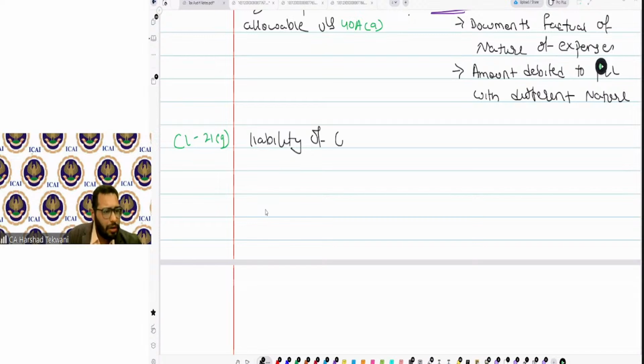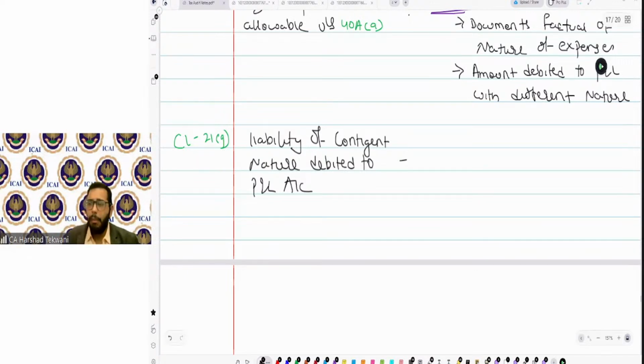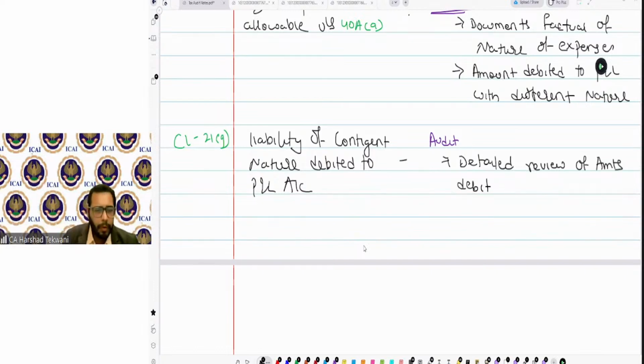Liability of contingent nature debited to P&L account. So here we are required to check for the amounts that are debited to P&L account being of contingent nature. Now for that we need to conduct a detailed scrutiny of the amount being debited. Detailed review of amounts debited in order to identify such amounts.